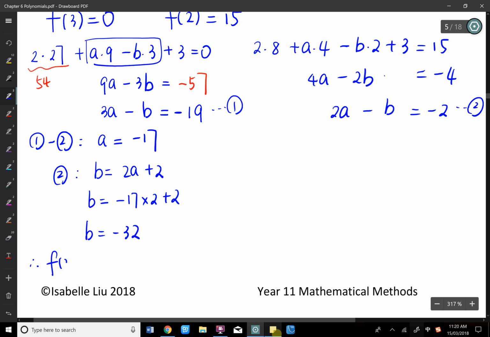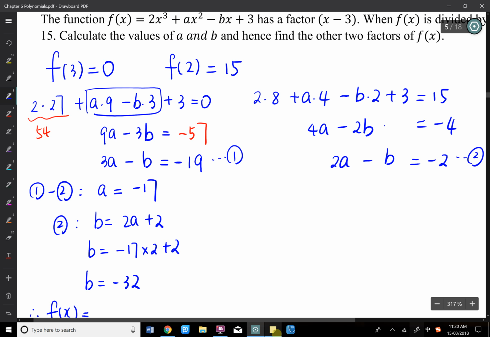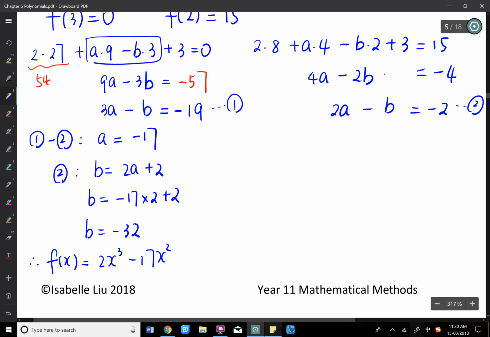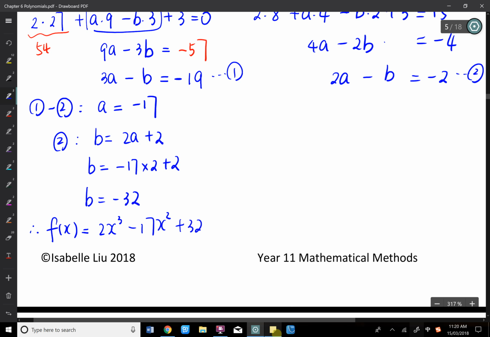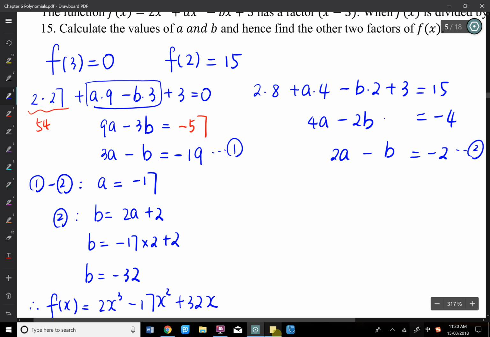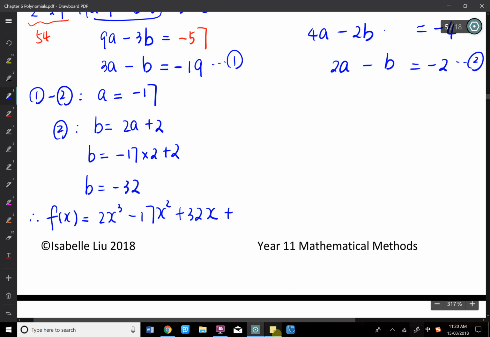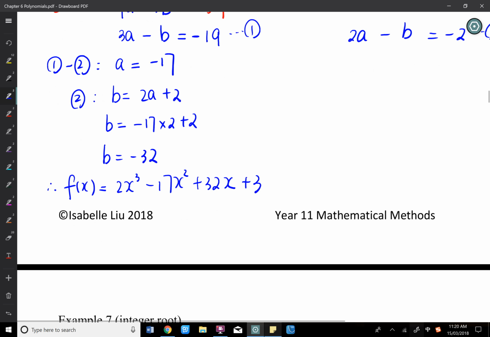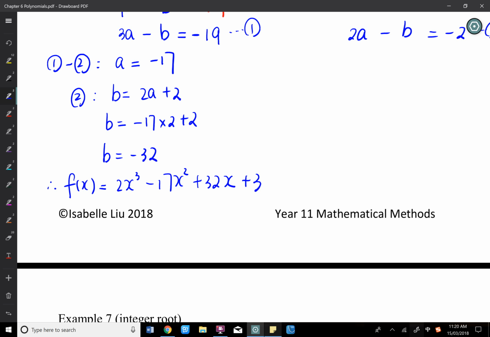So f(x) equals 2x cubed minus 17x squared minus 32x, and then plus 3. Okay, that's what the equation should look like.